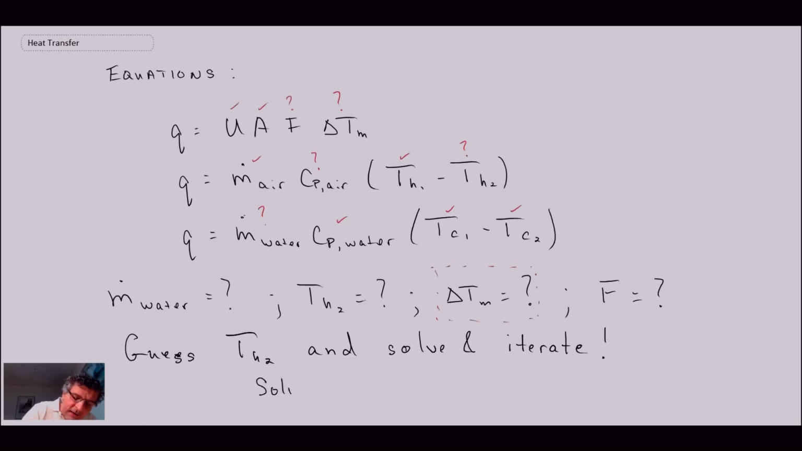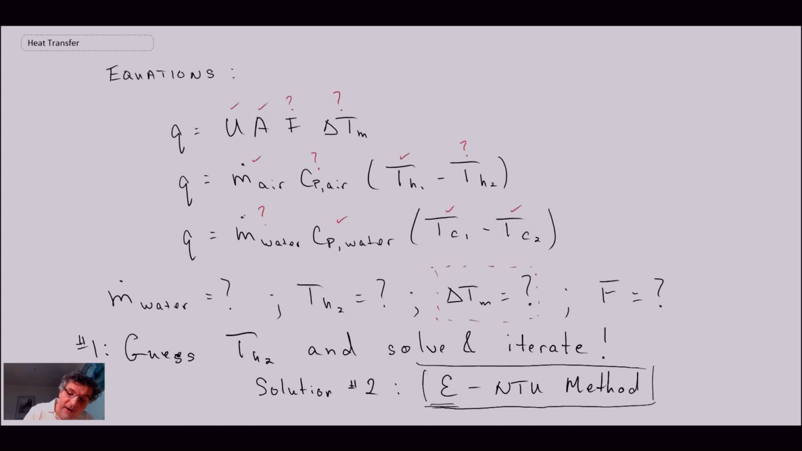Solution technique number 2. So if we call this number 1, solution number 2 is to use the effectiveness-NTU, which is the number of transfer units method. And sometimes it's just called the NTU, or number of transfer units method. I unfortunately call it epsilon-NTU because of this epsilon, but it's really effectiveness. But anyways, that's where we're going to go in the next lecture.